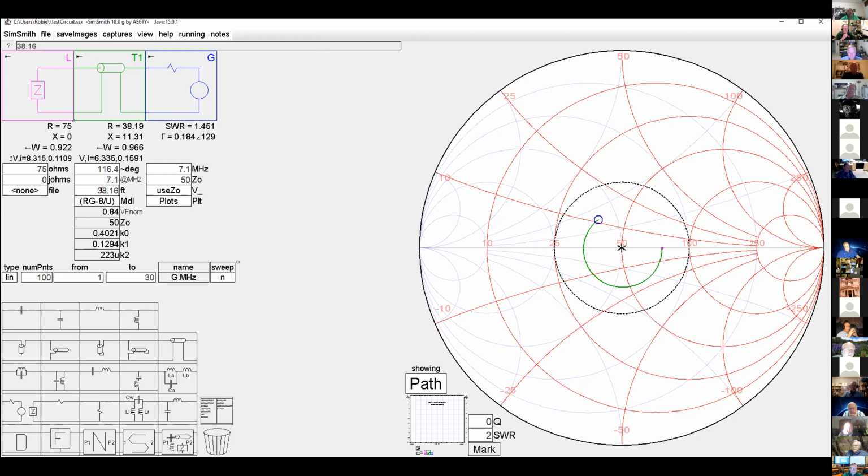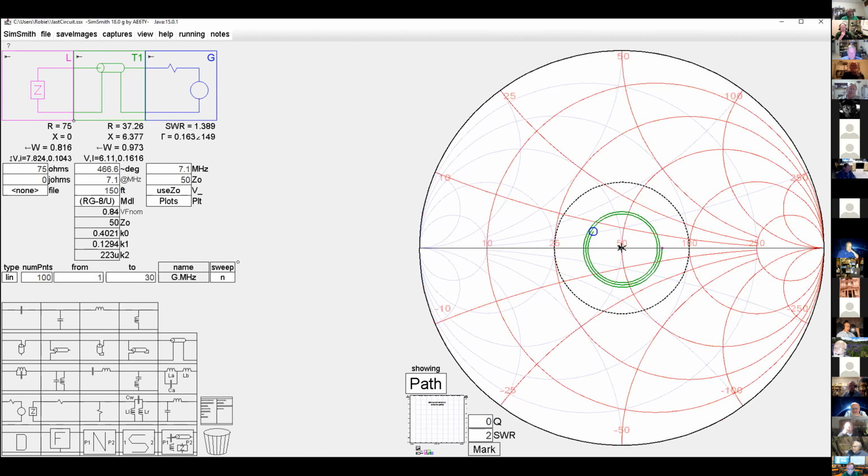Now, as the line gets longer, the SWR gets better. So let's make it, say, 150 feet long. Now, look at this. Well, I made it 15,000 feet long, so let's not do that. So you can see this is no longer a circle, it's a spiral, and it gets closer and closer to the center. So what's happening here?